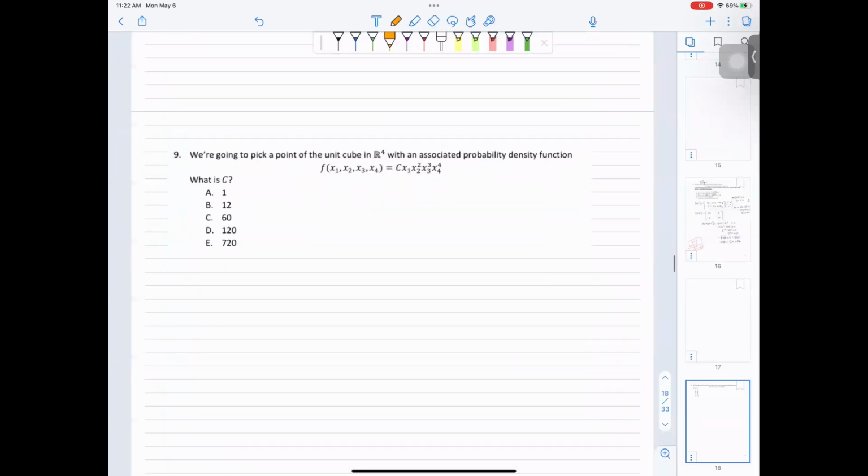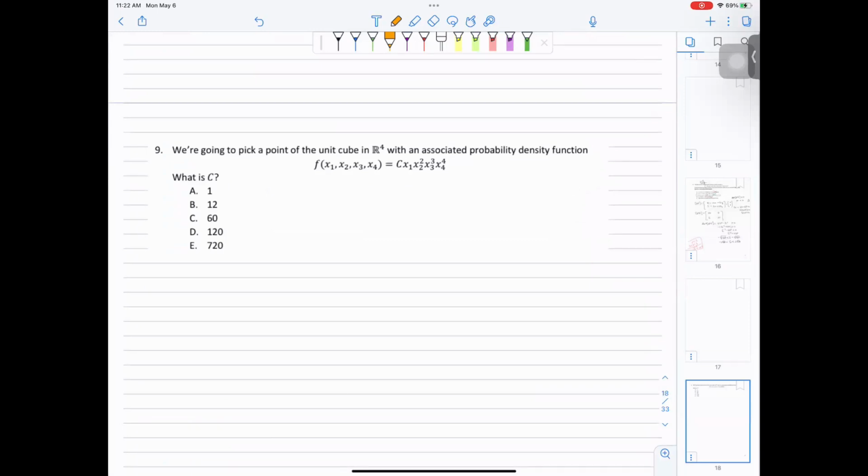Let's move on to 9. We're going to pick a point in the unit cube with an associated probability of that. What is C? Let's remember, what does it mean to be a probability density function? It means that the integral of your probability density function equals 1. So that means that 1 has to equal the integral of my probability density function, this thing.